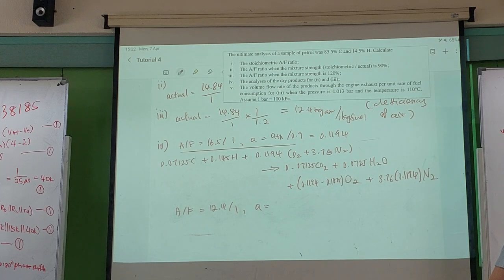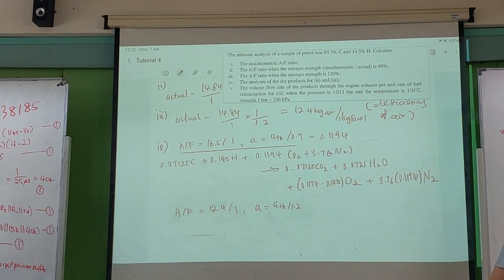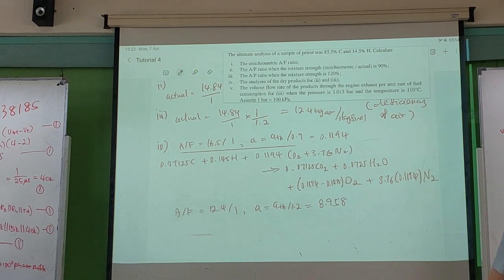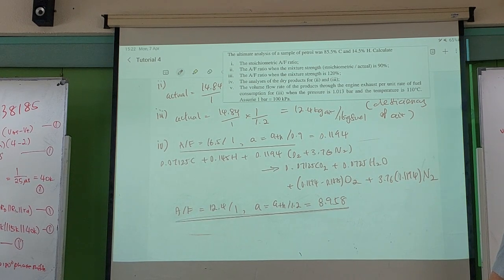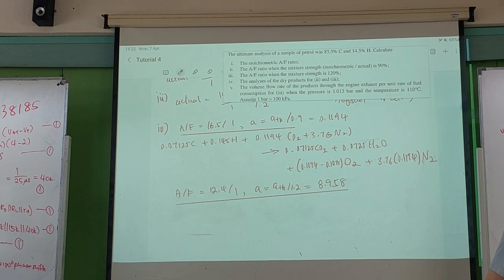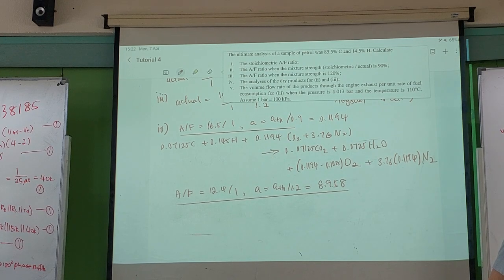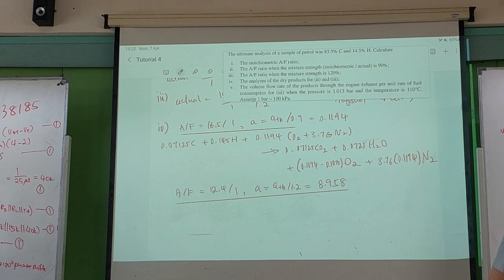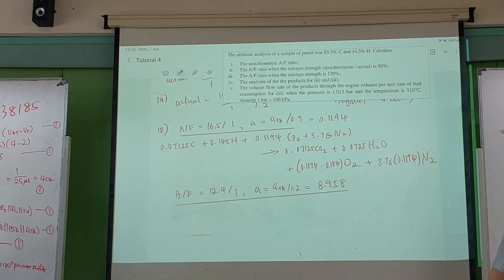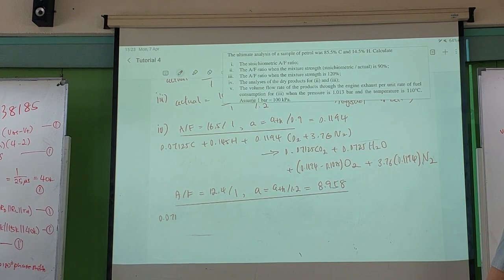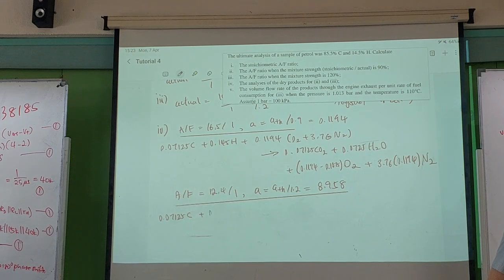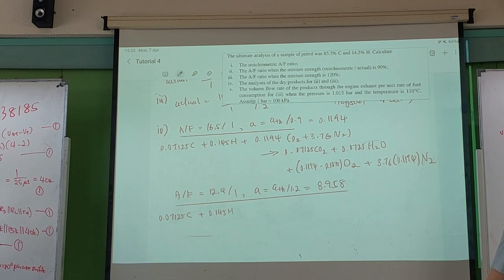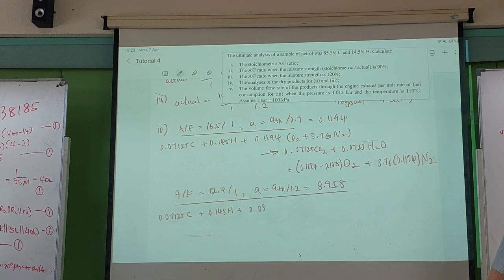So the A in this case is 88 over 1.2. The amount of air that you get is 8.958. So in this case, you get a deficiency of air. I said that in the deficiency of air case, if you are not given any product, then you just assume that you have CO.